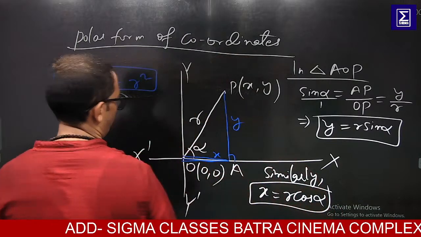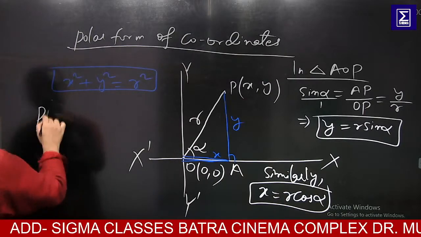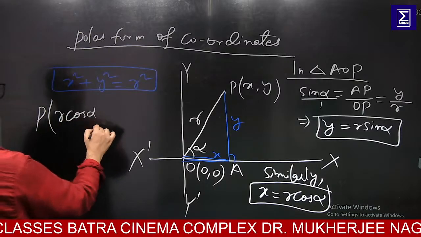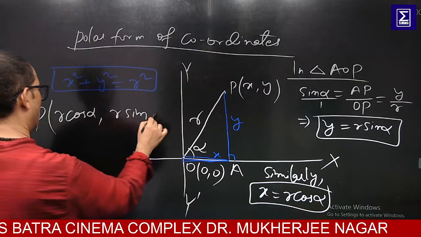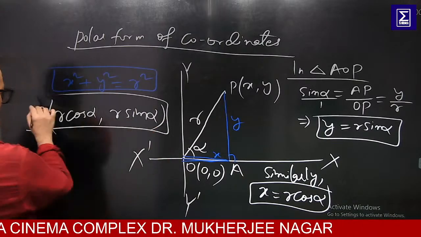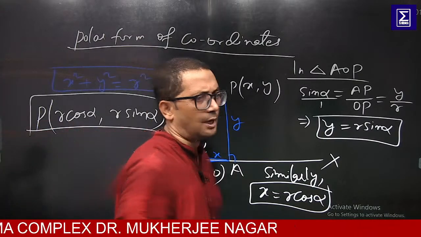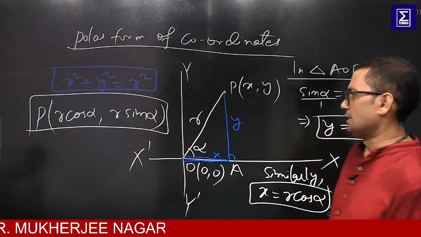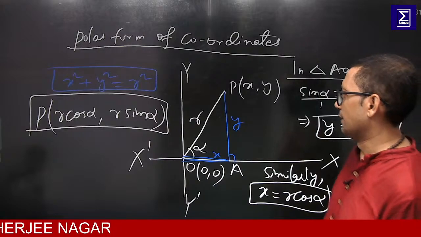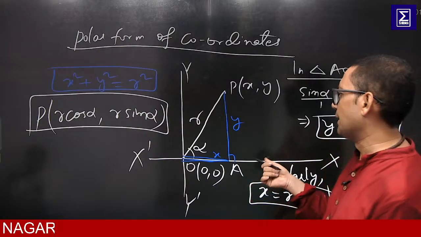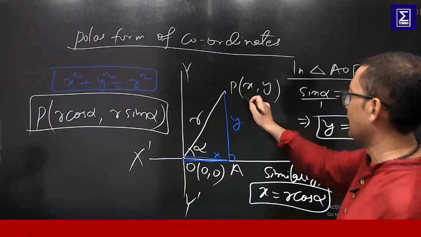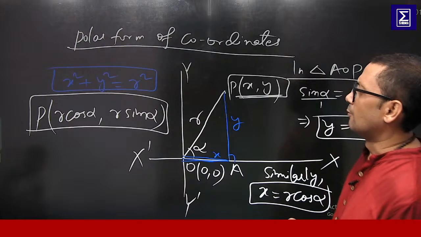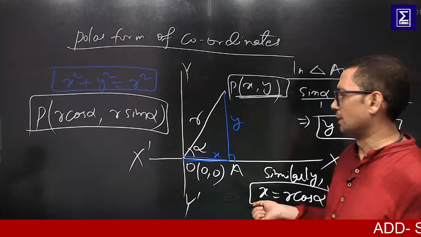So the coordinate of the point P is r cos alpha comma r sin alpha. This is the polar coordinates of any point lying in the 2D coordinate plane. So this is very easy and there is no difficulty in this at all, because we already know the basic facts about the coordinates. So the polar coordinate is very easy, there is nothing to worry about.